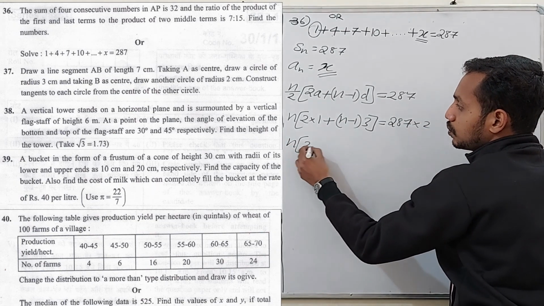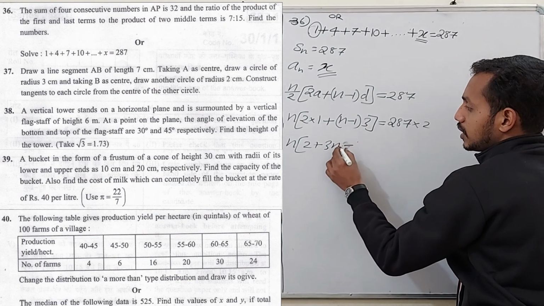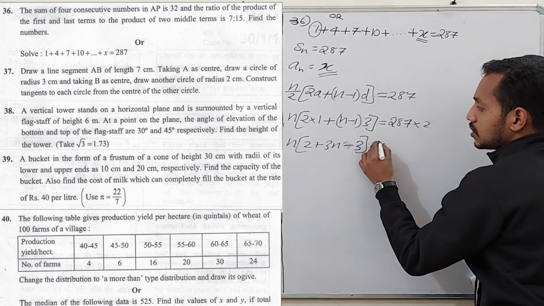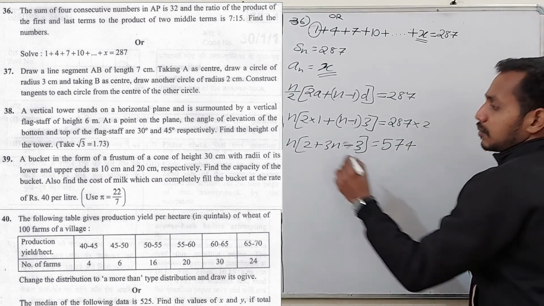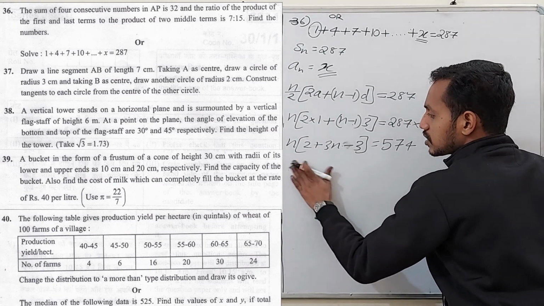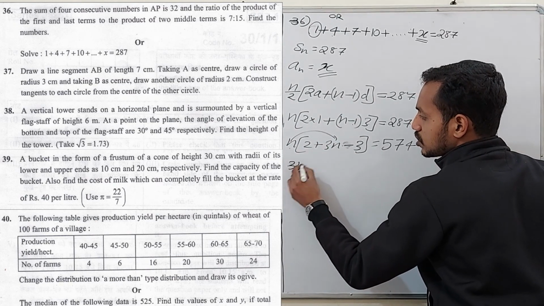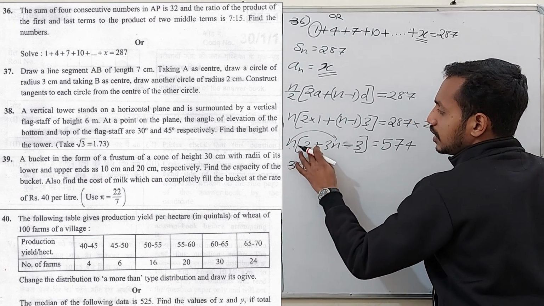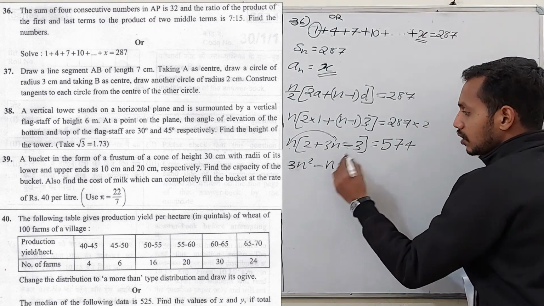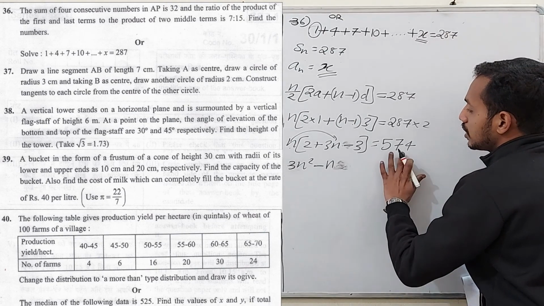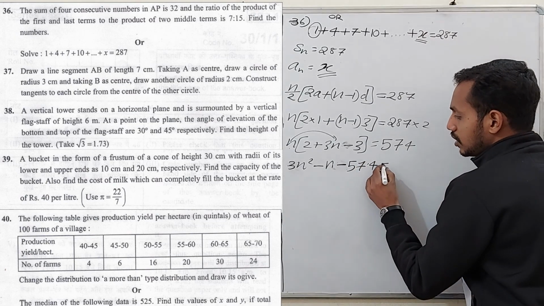n into 2 plus 3n minus 3, that is minus 1 into 3 is 3, which is equal to 287 into 2, equal to 574. Then let's again simplify inside it. n into 3n, first multiply this one, so 3n square, plus here 2 minus 3 into n, that is minus n, which is equal to this 574. Taking it to this side, it will be minus 574 is equal to 0.